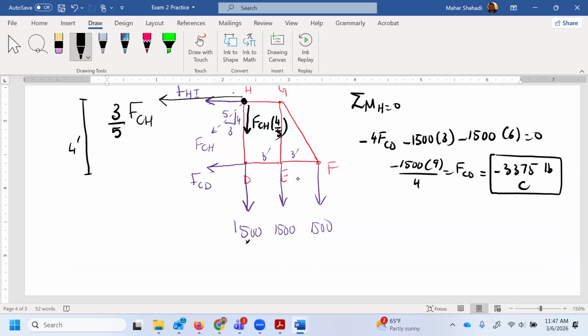Next, we'll take summation of force in the y equals 0. So I have minus 4 over 5 FCH minus 1500. That's it. Equals 0. Therefore, FCH is 1500 minus 1500 into 5 over 4.